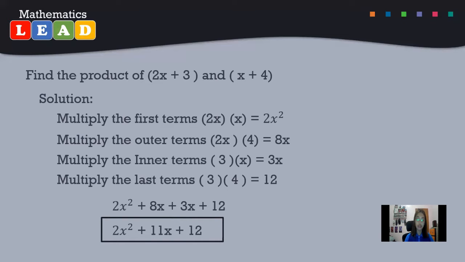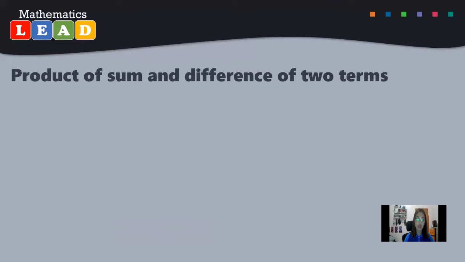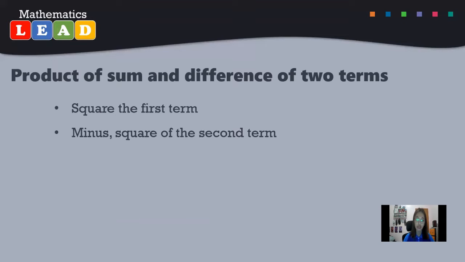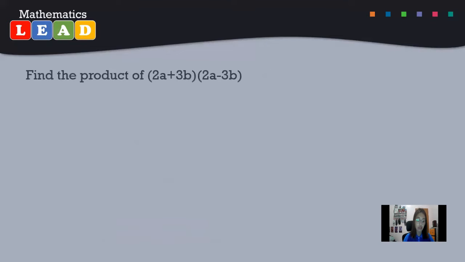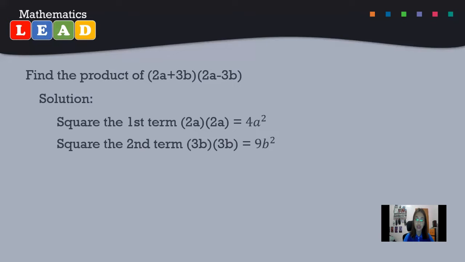Very good. Now let's proceed to the product of the sum and difference of two terms. The process you can use here is squaring the first term minus the square of the second term. For example, find the product of 2a plus 3b times 2a minus 3b. So our solution is to square the first term. We have 2a times 2a, we have 4a squared. And then square the second term. 3b times 3b is equal to 9b squared.